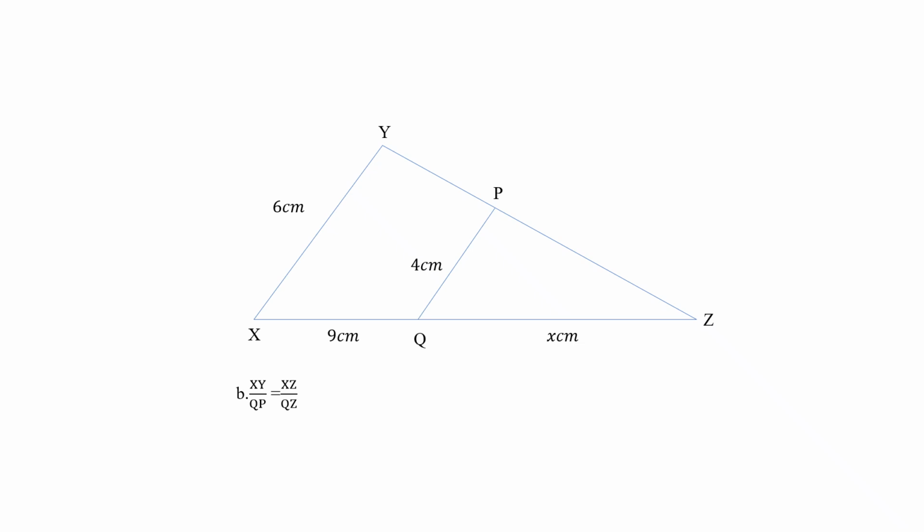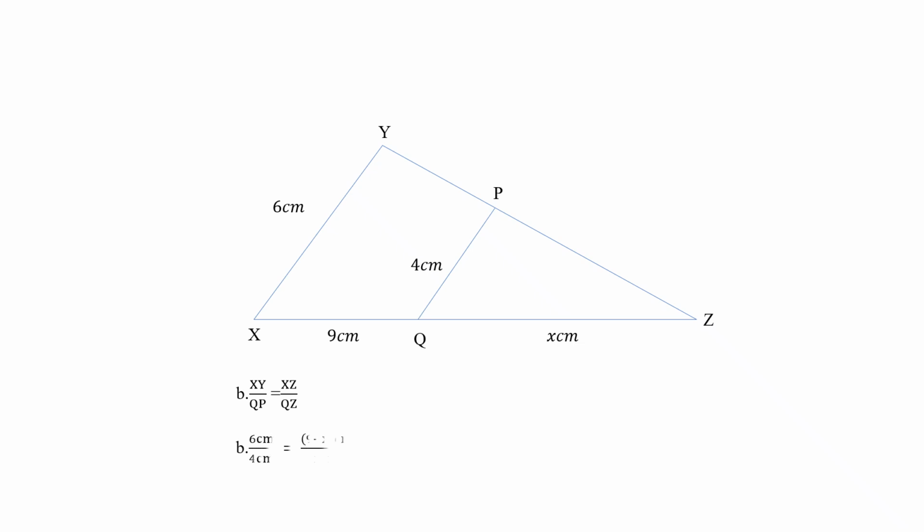The ratio of XY divided by QP is similar to the ratio of XZ and QZ, which means that we just have to go and plug in the values for these particular sides that we've been given. So we'll be left with x centimeters. Then we solve for that x and we find our solution.